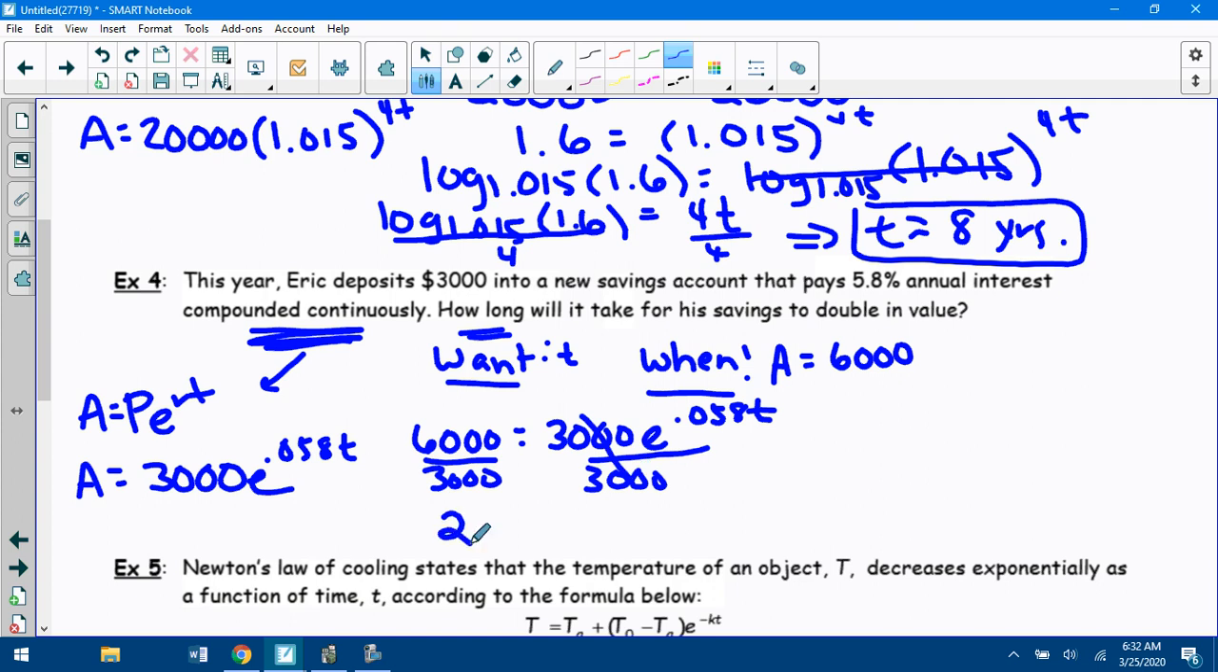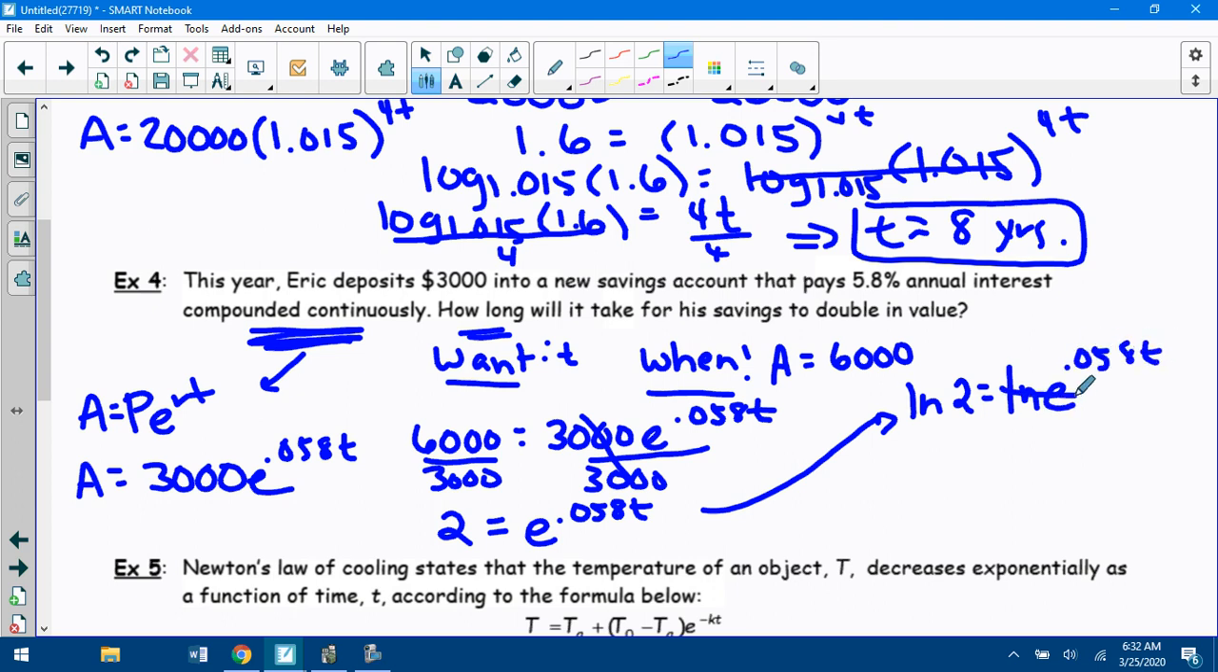You're going to get 2 equals e to the 0.058 t. Now what should you do? We got to get rid of that e. Good, you should ln. So ln both sides. ln of 2 equals ln of e to the 0.058 t. Those cancel. So ln of 2 equals 0.058 t. Divide by 0.058.